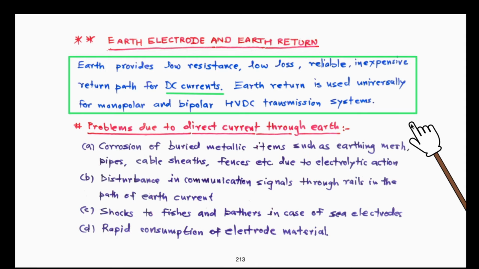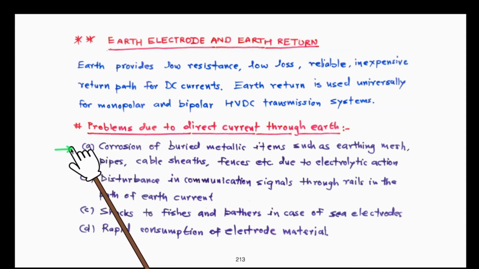While we would like to transfer the current in case of fault to the ground, we must know whether ground is capable of carrying a DC current or not. Several studies and experiments have proved that earth provides a low resistance path, and it can be used in case of monopolar and bipolar HVDC transmission systems, right.